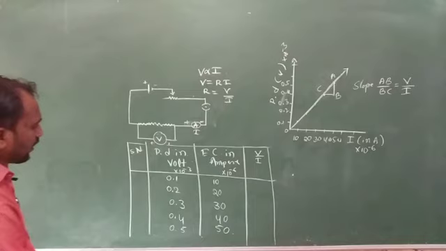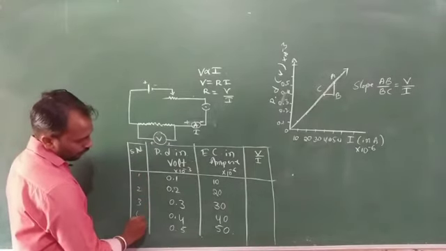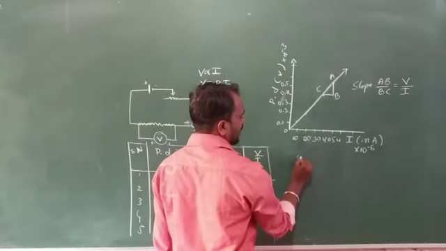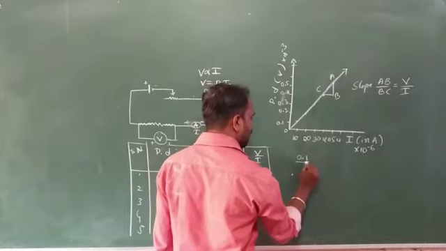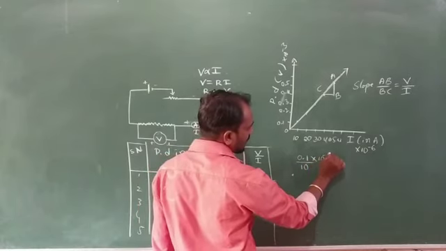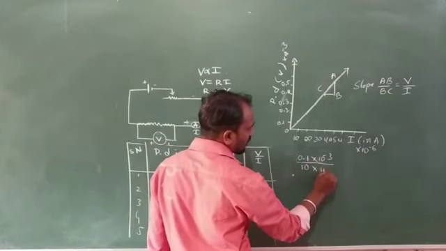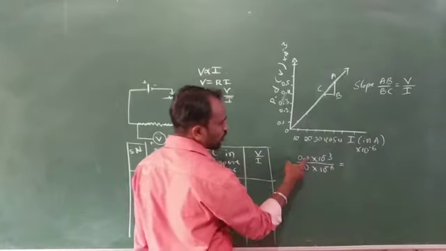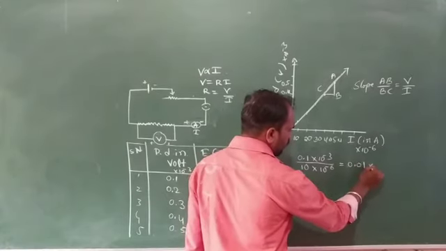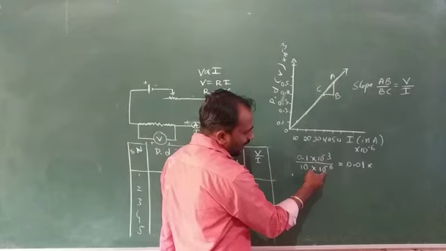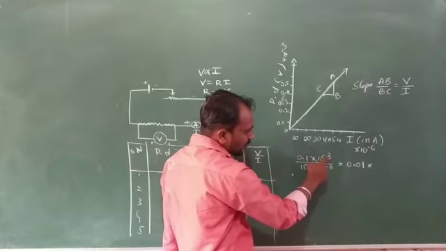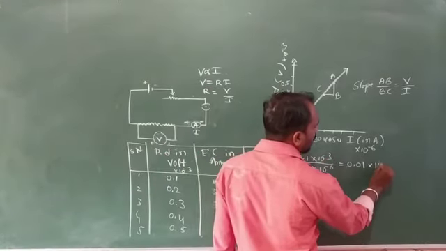So serial numbers 1, 2, 3, 4 and 5. Okay, V divided by I. For the first reading, 0.1 divided by 10, where millivolt means 10 power minus 3 and micro means 10 power minus 6. So 0.1 divided by 10 is 0.01, into 10 power minus 3 divided by 10 power minus 6, which means 10 power 3.